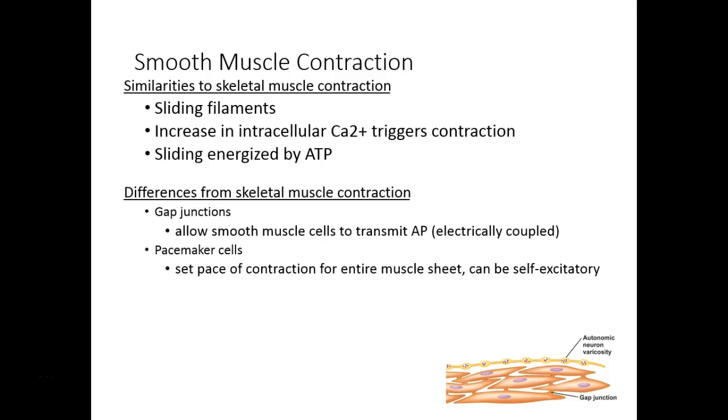A couple of the differences that we see in smooth muscle as compared to skeletal muscle is that between smooth muscles we have gap junctions that allow for that action potential, that flow of ions, to be transmitted from cell to cell. So the cells are somewhat electrically coupled, and also there are pacemaker cells that set the rate of contraction for the entire sheet of muscle cells, and these can be self-excitatory. You also notice here, rather than having a motor neuron stimulating these smooth muscle cells, we have autonomic neuron little swellings called varicosities that house some of the neurotransmitters that can affect the way these smooth muscles contract.